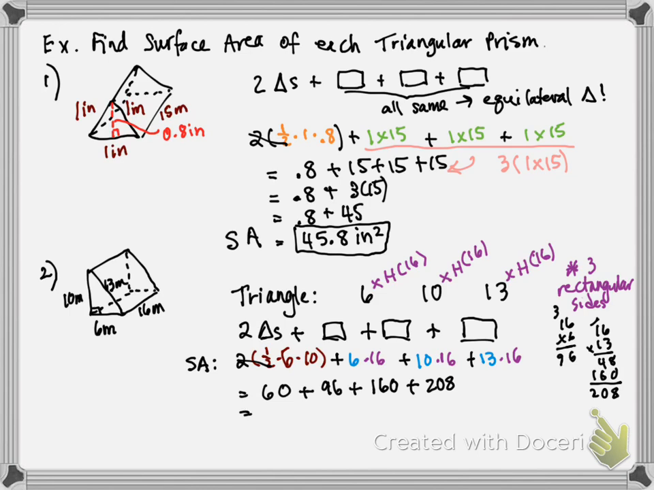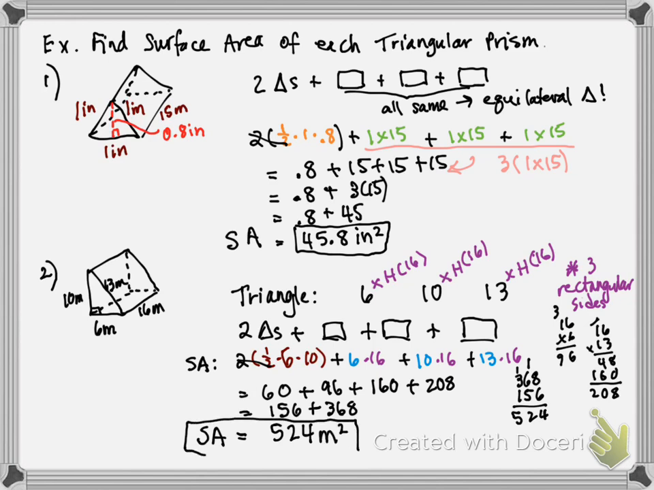Okay, and then we just add up. And let's see what we get. First 2, I'm going to add, I'm going to get 156. And the second 2, I'm going to add, and I'm going to get 368. So off to the side, I'm going to add those together. And I get the surface area of this triangular prism is 524 square meters. Okay, so the sides of the triangle each get multiplied by the height of the prism. Okay, all right, good luck with this, guys.